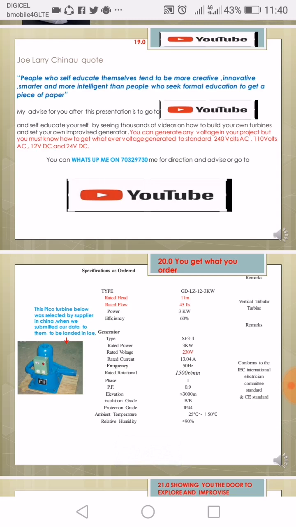People who self-educate themselves tend to be more creative, innovative, smarter, and more intelligent than people who seek formal qualifications to get a piece of paper. Look at some mechanics: they did not go to school, but they can strip an engine of a car apart, put it back, start it and run the car. They have no paper and no formal training, but they have self-educated themselves. There are a lot of people who self-educated themselves and they are very successful. They have no paper, but they are employing people with the paper. So I'm encouraging you to self-educate yourself.